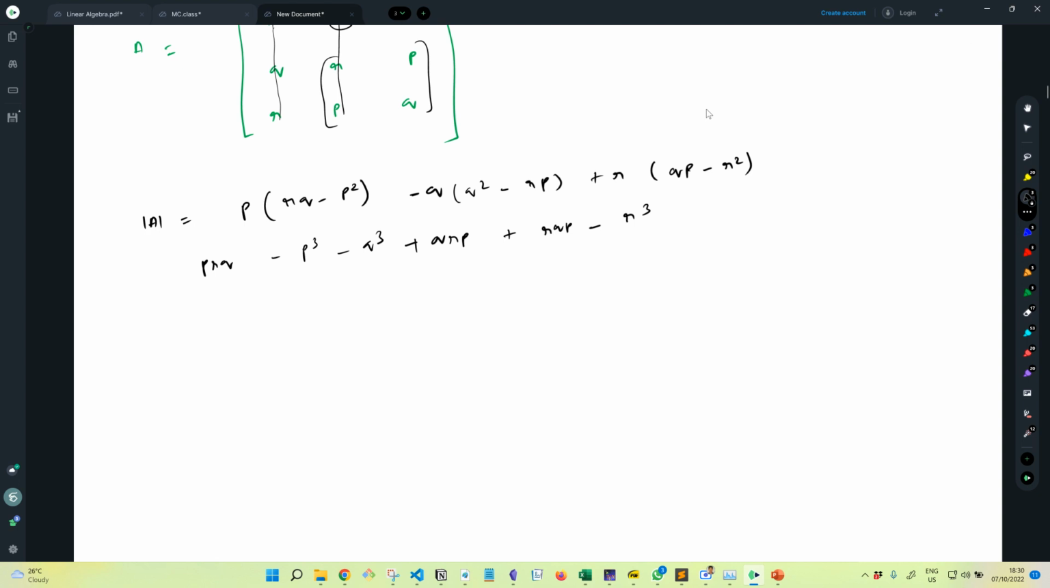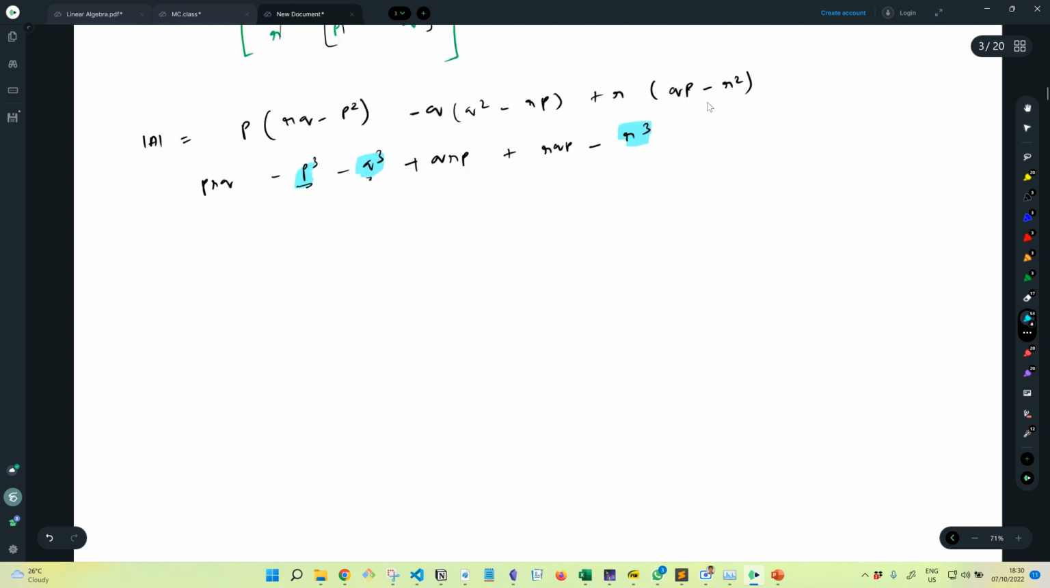So let me club these independent terms together. If I club these terms together, what I will have? Basically I will have minus of (p cube plus q cube plus r cube) plus 3 times pqr. Correct? Now here you have to know one formula. What is that formula? p plus q plus r the whole cube.